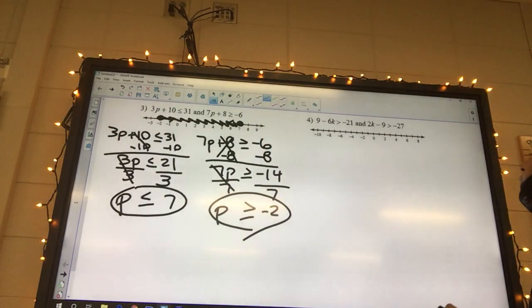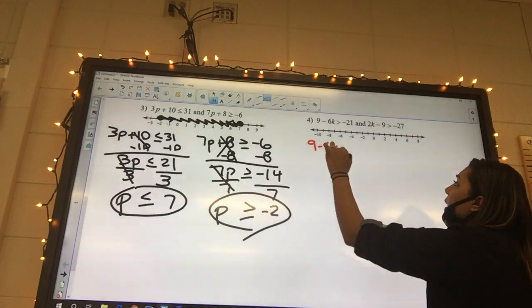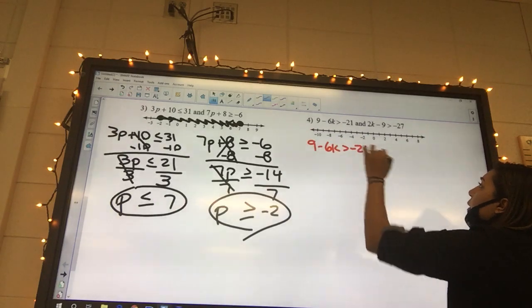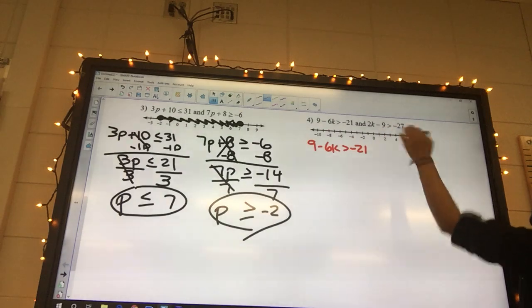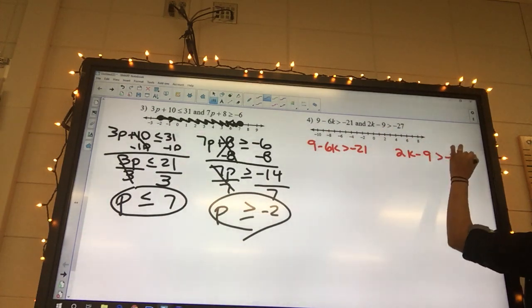Okay, so number 4, we're going to write them twice. So I got 9 minus 6k is greater than negative 21. And we got this other one. So 2k minus 9 is greater than negative 27.